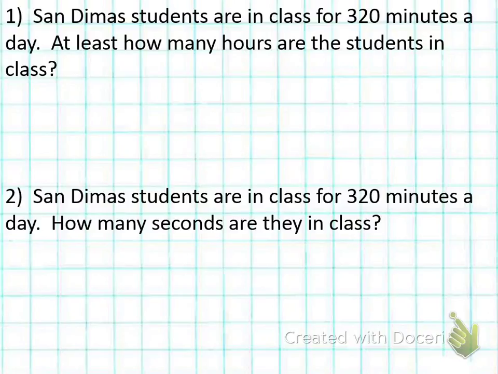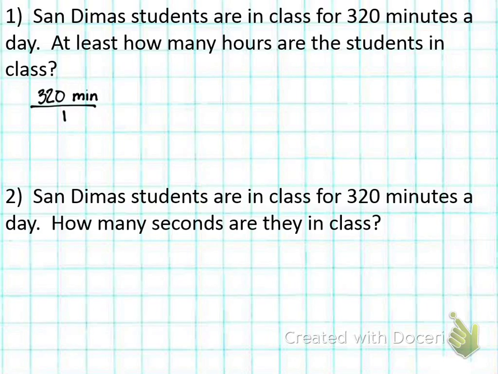So San Dimas students are in class for 320 minutes a day. At least how many hours are the students in class? So that's actually how long you're in class every day, from periods 1 through 6, or 1 through 7. So the first thing we want to do is start off with the first unit we're working with. So just watch right now, 320 minutes, okay? And I'm going to use MIN to represent minutes. And I can make anything a fraction by putting it over 1, okay? So at least how many hours are the students in there? We need to use conversion factors.